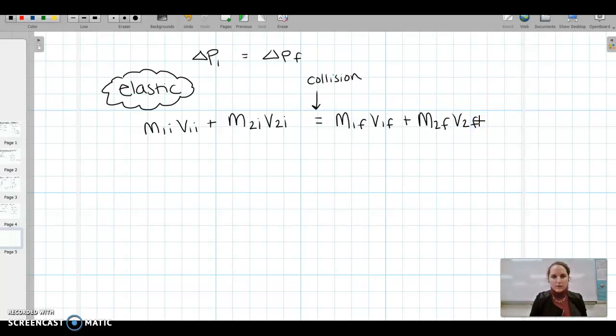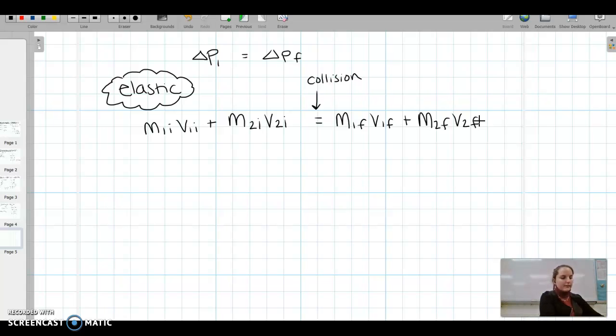Okay, so again, cart 1 has a mass, it has a velocity. Cart 2, it has a mass, it has a velocity. So when they collide, they're both going to have a mass and a velocity. All right, so this is elastic collisions because nothing gets deformed here, right? Our carts are still fine. All that's happening is that the momentum is being transferred from one cart to another cart.